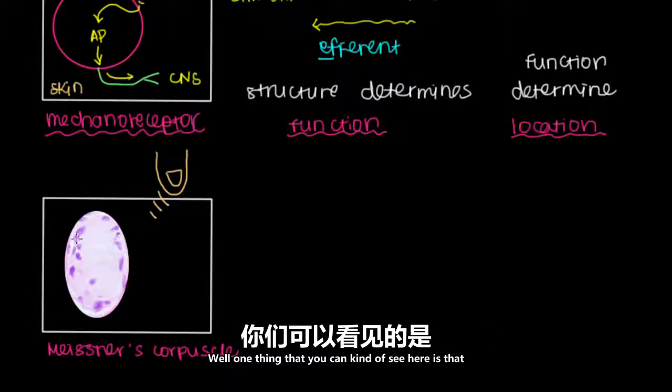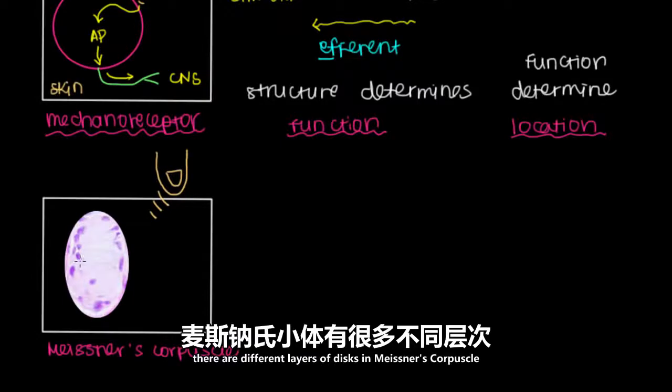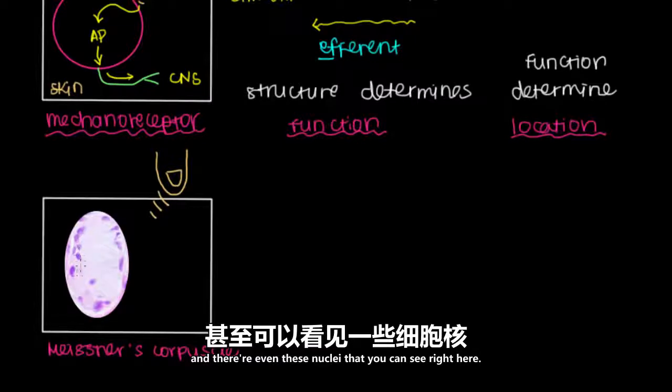Well, one thing that you can kind of see here is that there are different layers of discs in Meissner's corpuscle, and there are even these nuclei that you can see right here.